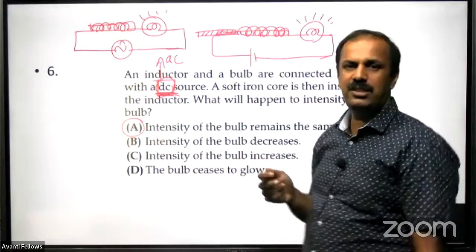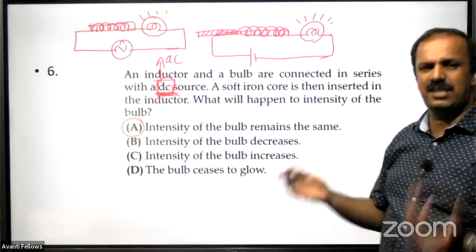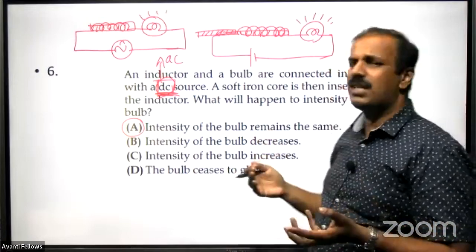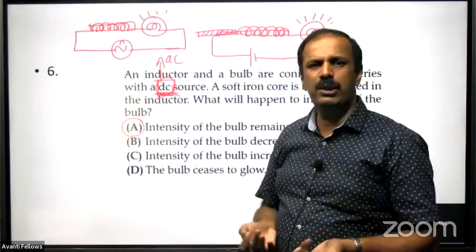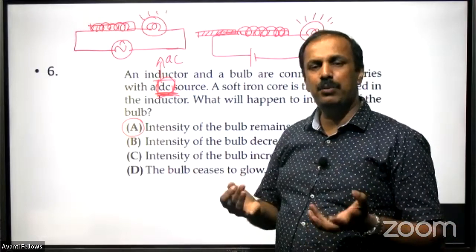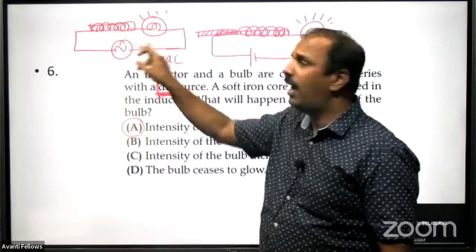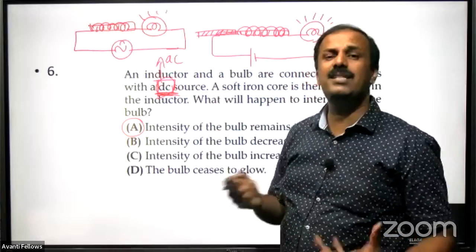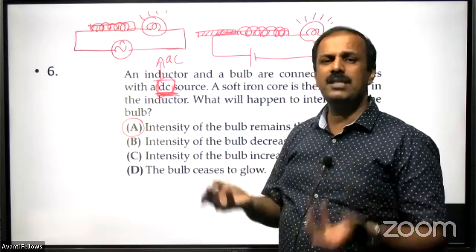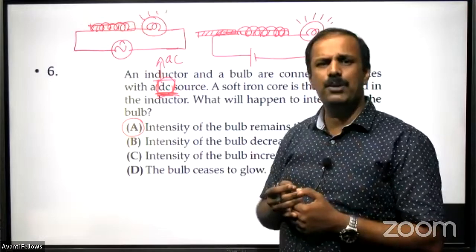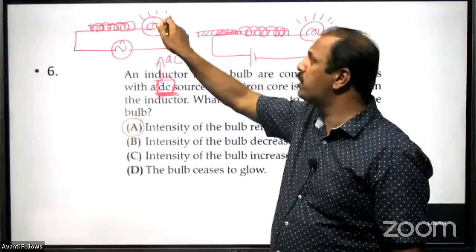The inductance changes. Inductance changes means inductance increases. So when inductance increases, the induced EMF also increases. Induced EMF means the back EMF. So already we are applying a voltage, and the back EMF increases. When the back EMF increases, what happens? It is actually something like an opposition. So the brightness will reduce.